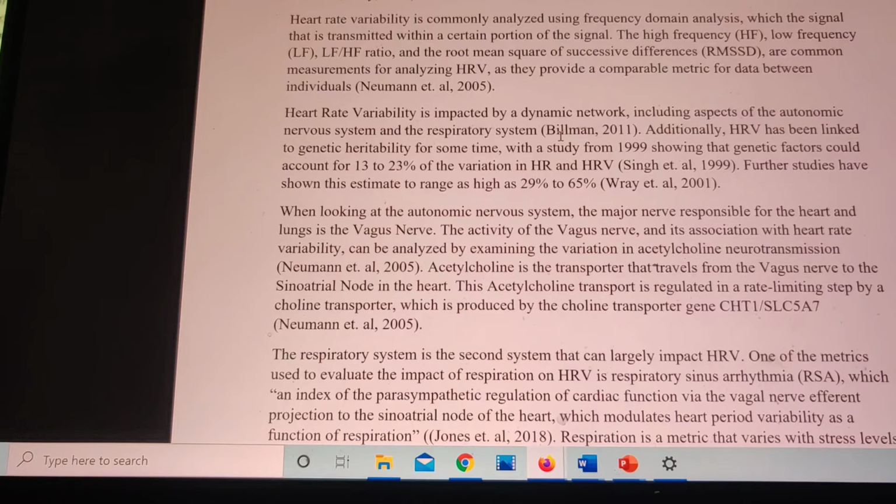Some of the common metrics for analyzing heart rate variability include looking at the high frequency domain, the low frequency domain, and the ratio of these 2 areas. These are more frequency domain based, and then the alternative is the root mean square of successive differences, which is more of a time-based measurement.